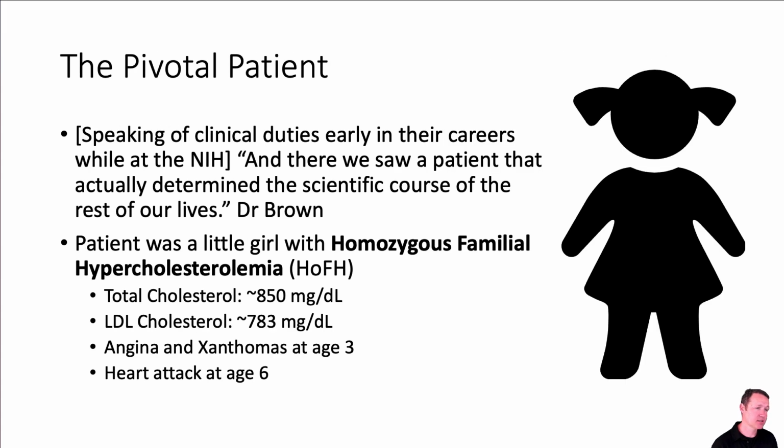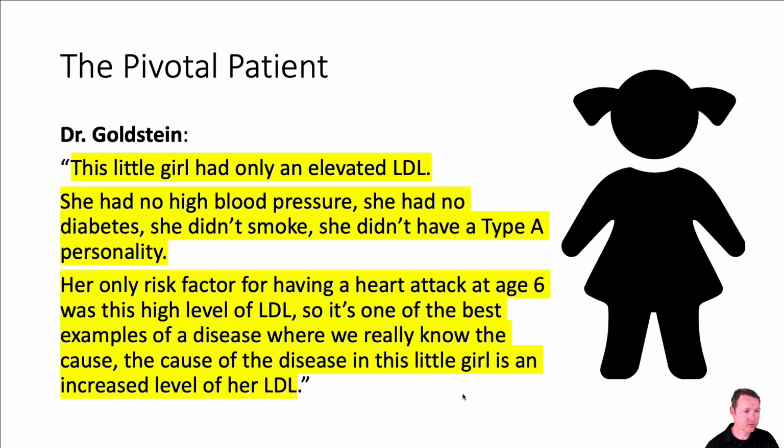And see, they had a pivotal patient. When speaking of clinical duties early in their careers while at the NIH, Dr. Brown says, "And there we saw a patient that actually determined the scientific course of the rest of our lives." This patient was a little girl with homozygous familial hypercholesterolemia. Note that her total cholesterol is 850, her LDL is 783, and it's heartbreaking, but she had angina and presentable xanthomas at age 3, and she had her first heart attack at age 6.